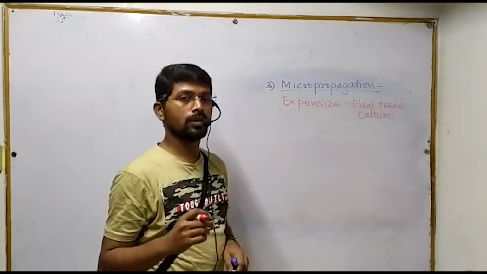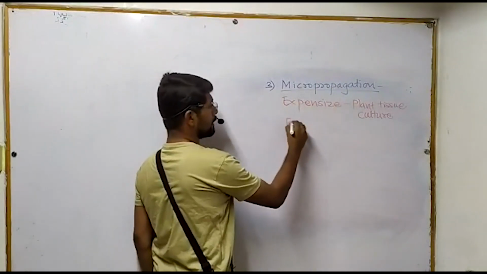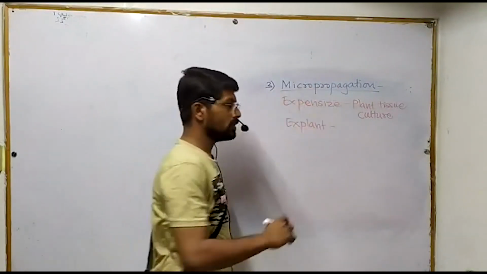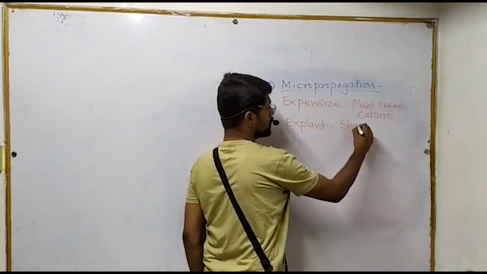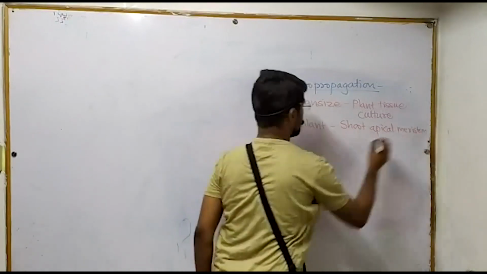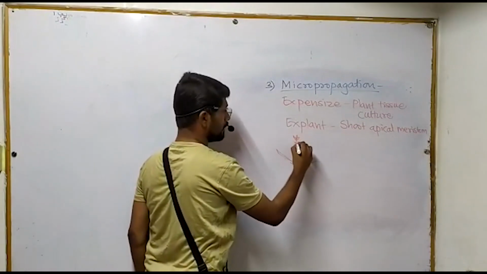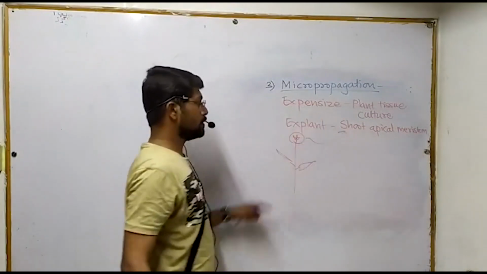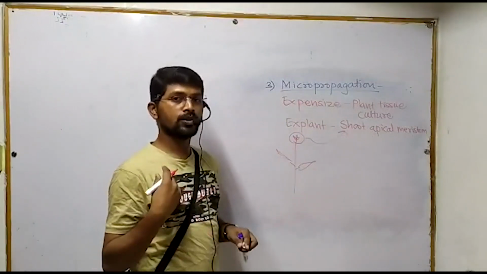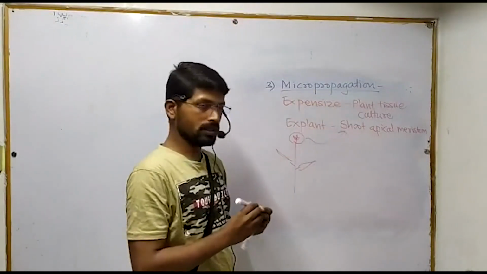For micropropagation, you have to select an excised plant part, a small piece of the plant part, and that is called an explant. The explant used for micropropagation must be the shoot apical meristem. See the plant system. This is the shoot, and this region is called the shoot apical meristem. Now this shoot apical meristem is separated from the plant, and you have to select it for formation of n number of individuals by a technique which we call micropropagation. See the procedure.